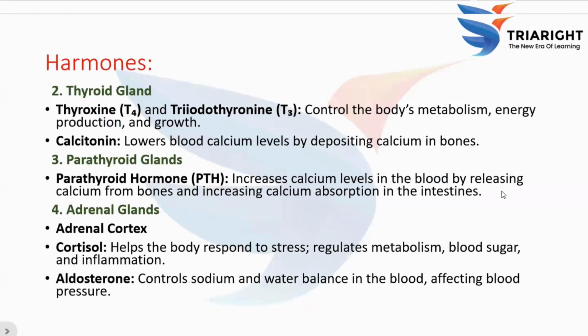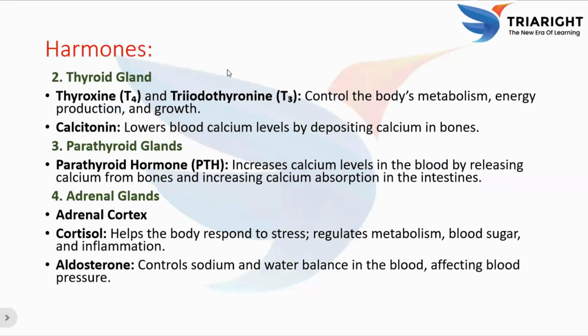Now next, let me discuss the hormones produced by the thyroid gland. We all know that the thyroid gland is located in the front of the neck, just below the larynx. It plays a key role in metabolism, growth, and energy regulation. So what are the hormones produced by the thyroid gland?